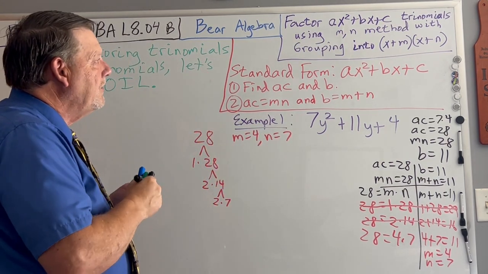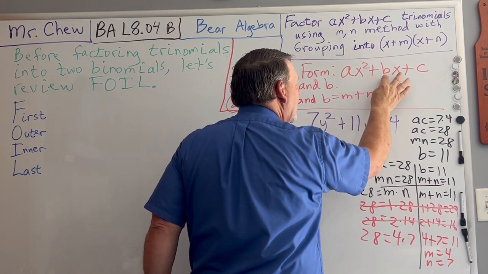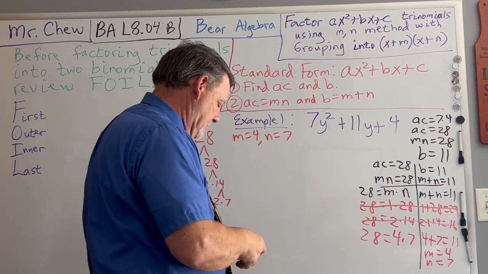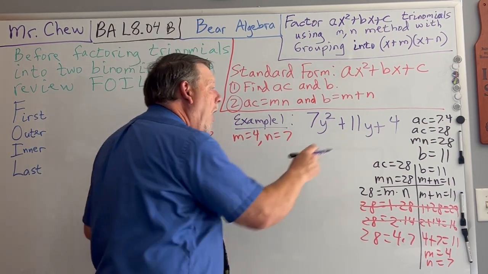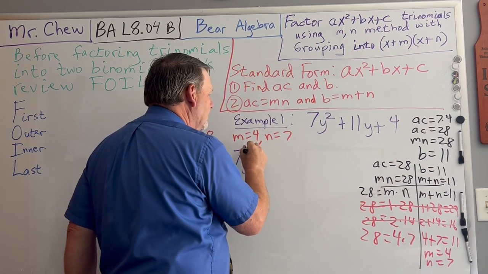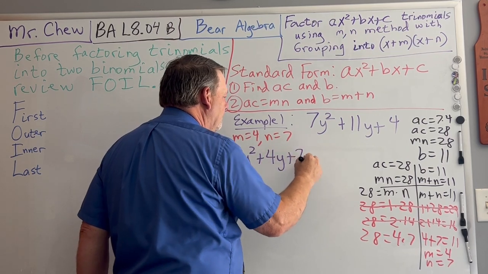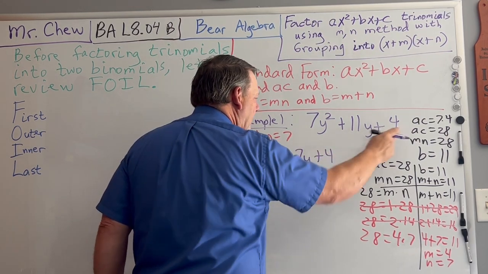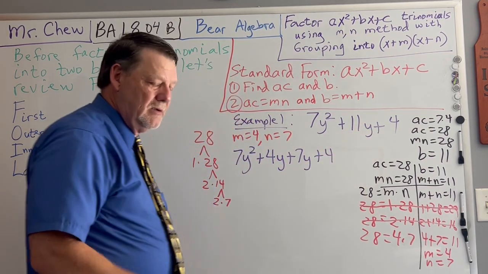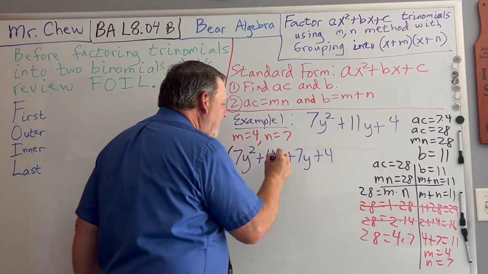All right, now what am I going to do? I'm going to break down this B into an M plus N. So I'm going to rewrite this, and instead of 11y, I'm going to put 4y plus 7y. So let's rewrite it. Remember, it's plus 4 here. So these two added together will give me my 11y. Now, why did I do that? Because now I want to break it down by factor by grouping.